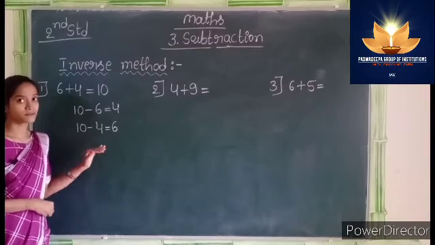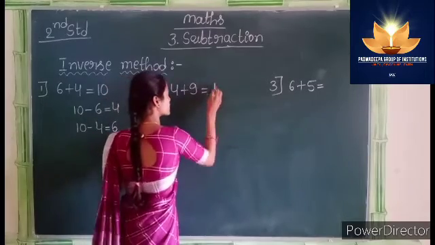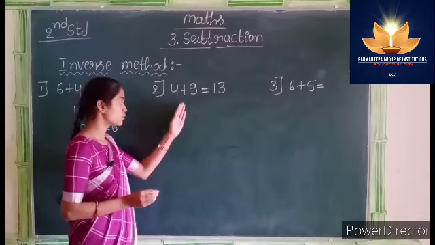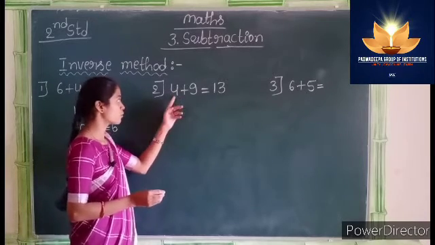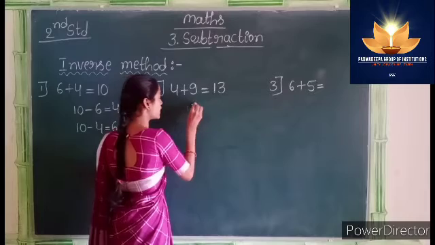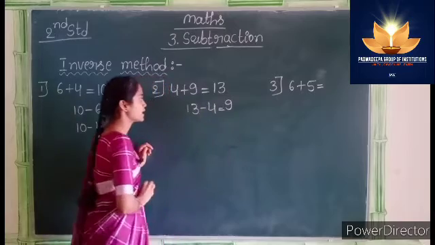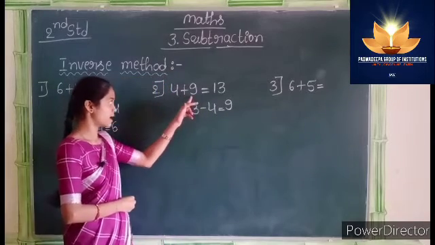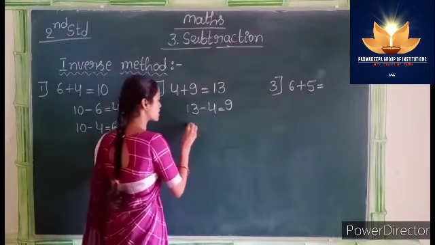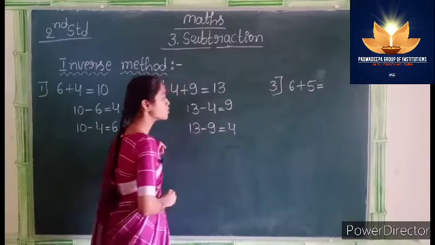This is the inverse method. Then 4 plus 9, that is 13. Now we have to apply the inverse method to this equation. So first we have to subtract 4 from this 13. Then we get 9. 13 minus 4 is equal to 9. And now we have to subtract 9 from this 13. Then we get 4. 13 minus 9 is equal to 4.